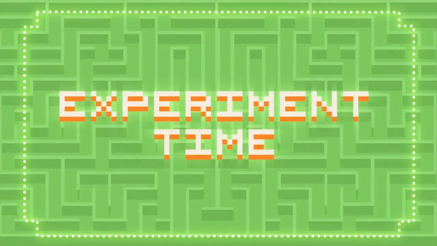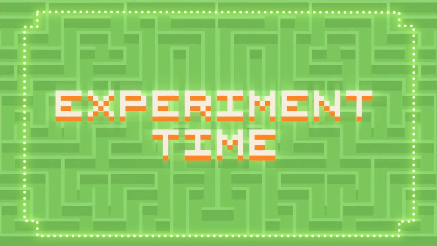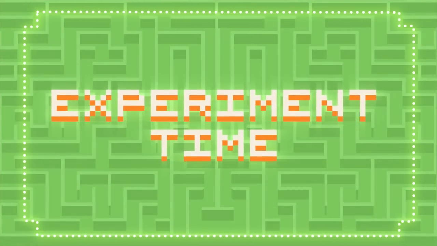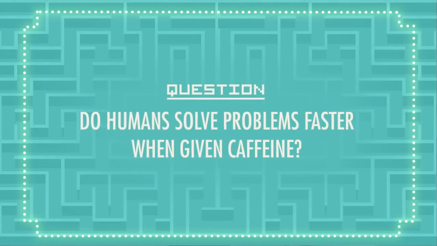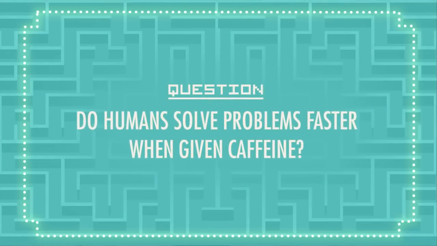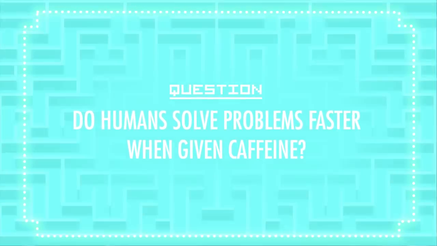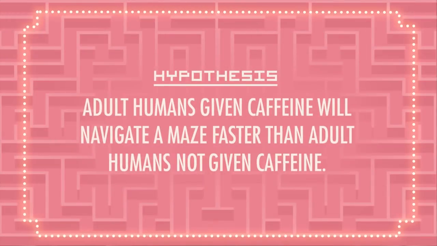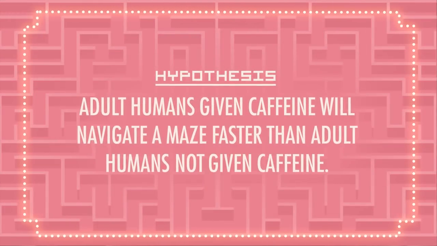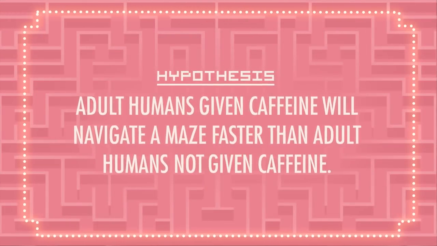And because we know that overconfidence can lead you to believe things that are not true, we decided to do some critical thinking. So let's figure out our question. Do humans solve problems faster when given caffeine? Now we gotta boil that down into a testable prediction. Remember, keep it clear, simple, and eloquent so that it can be replicated. Caffeine makes me smarter is not a great hypothesis. A better one would be, say, adult humans given caffeine will navigate a maze faster than humans not given caffeine.